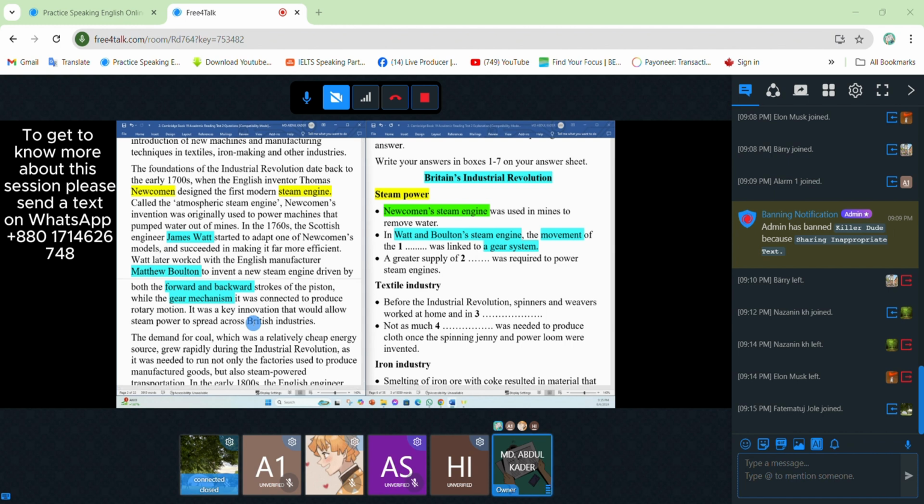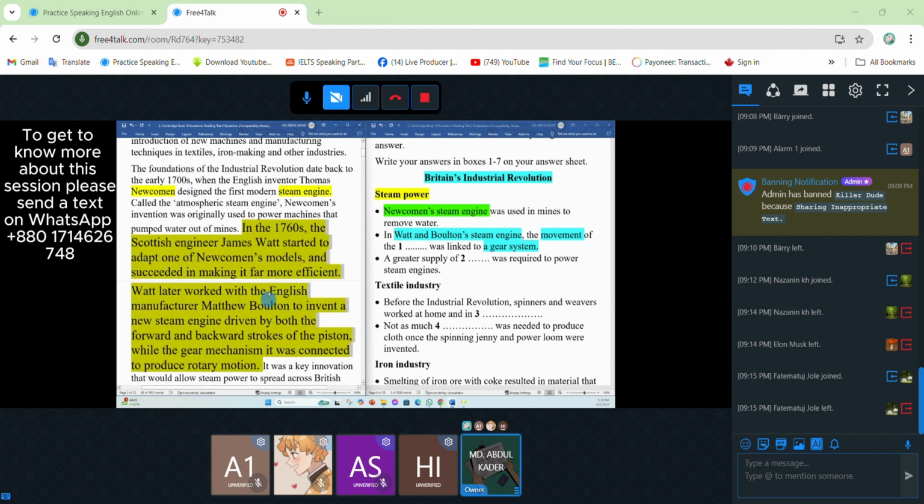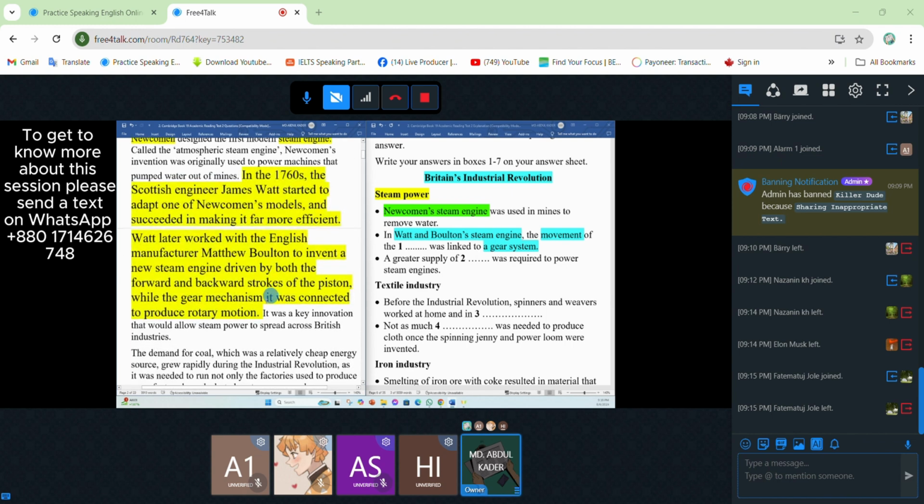So this is the way. I think we've got the exact location to answer this question. Now we are going to answer. So what I'm going to do, I'm going to highlight these two or three sentences. Two sentences are here. So yes, this is our exact location.